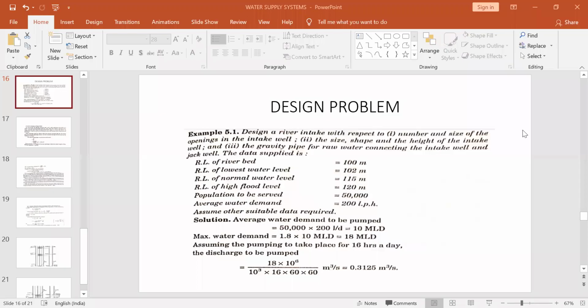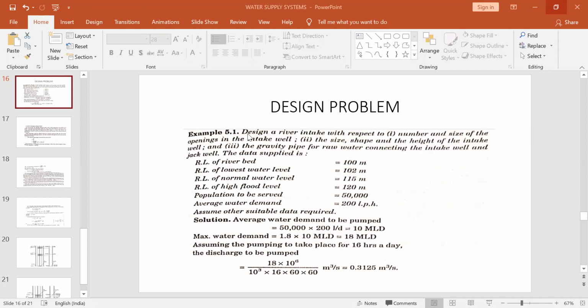Good morning, students. In the previous lectures, we have discussed all the theoretical topics, all the four topics of the unit. So now today we'll discuss a design problem relating to intake towers. So let us discuss the problem.